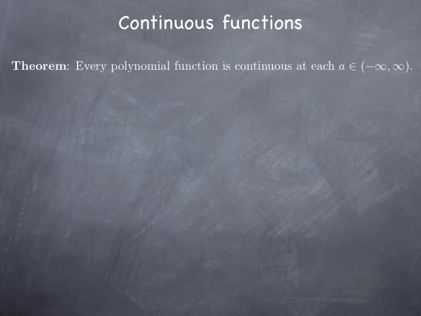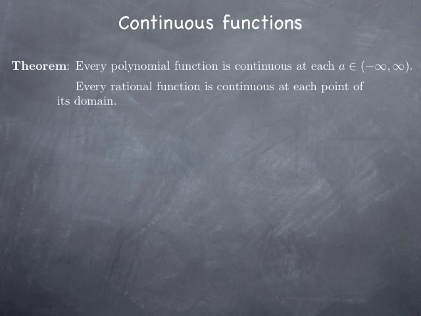Similarly, we have seen that at every point in the domain of a rational function, we can obtain the limit of that function by plugging in the value inside the function. In other words, every rational function is continuous at each point of its domain. Of course, points that are not in the domain, then the value of the function is not defined and we have a discontinuity.